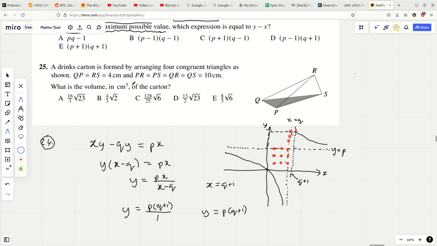Now, what's it looking for? It's looking for what's equal to y minus x. Well, y minus x is therefore p times q plus 1 minus q plus 1. Factorize that, and you get q plus 1. They've got a common factor of q plus 1, and then p minus 1. And so I think the answer is C.